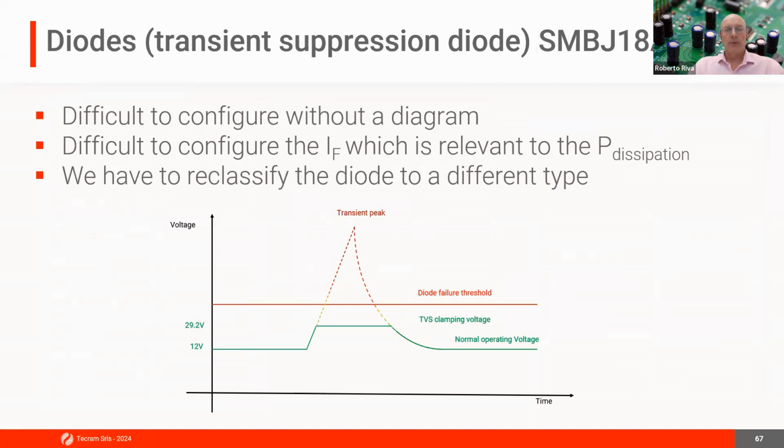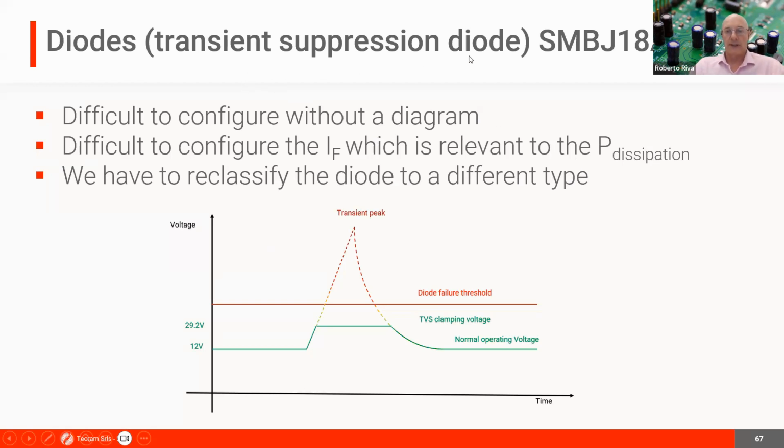And then, I don't know what possessed us, we decided to tackle a diode. It was a transient suppression diode. We found it was difficult to configure with our diagram, and difficult to configure the forward voltage, which is relevant for the power dissipation. We needed that. And to cut a long story short, we ended up reclassifying the diode because we could not live with the number if we classified it as a transient suppression diode.